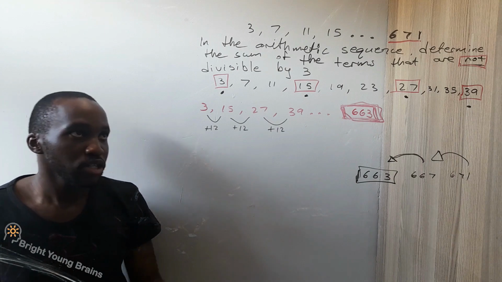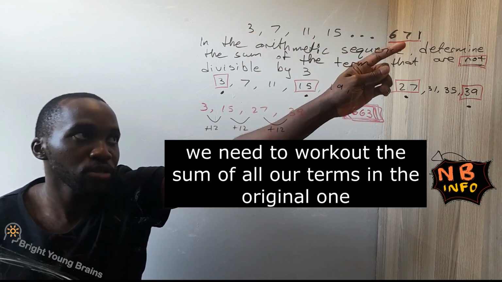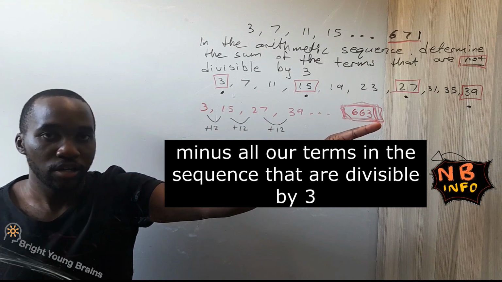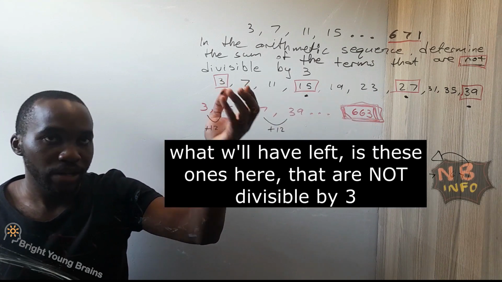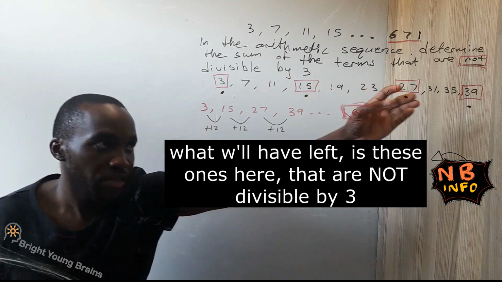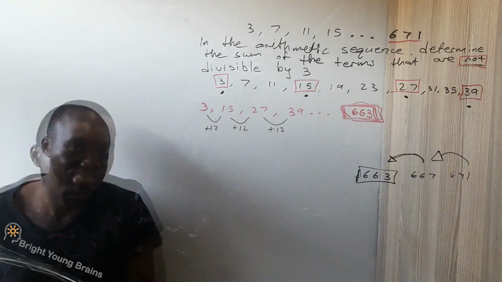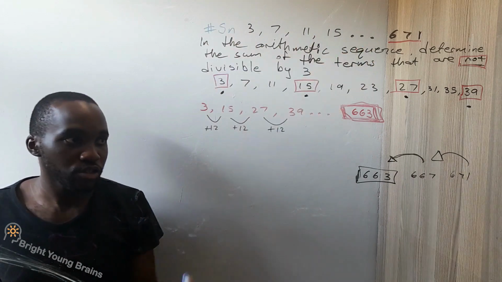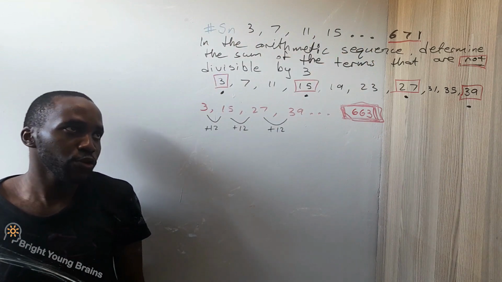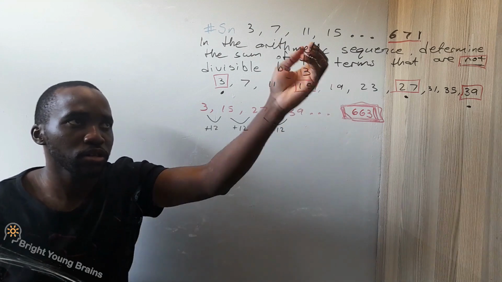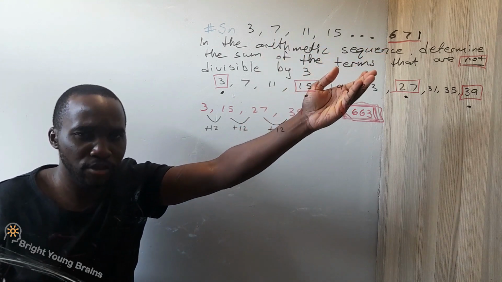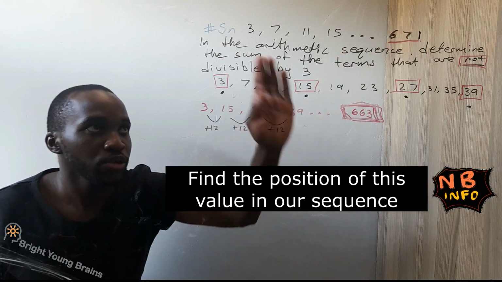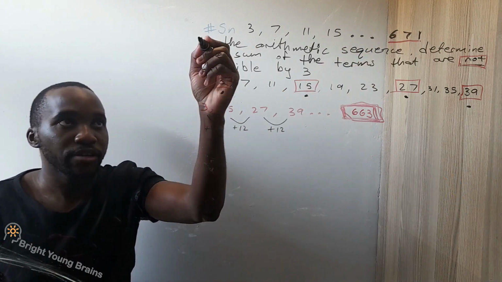So what we need to do is we need to work out the sum of all our terms in our original one minus all our terms in the sequence that are divisible by 3. And then what we will have left is these ones here that are not divisible by 3. So the first thing we said we need to do is to get the sum of all these terms. Now for us to get the sum of all those terms, we need to obviously work out how many terms are we adding up in the first place, meaning we need to find the position of this value in our sequence. So let's do that.